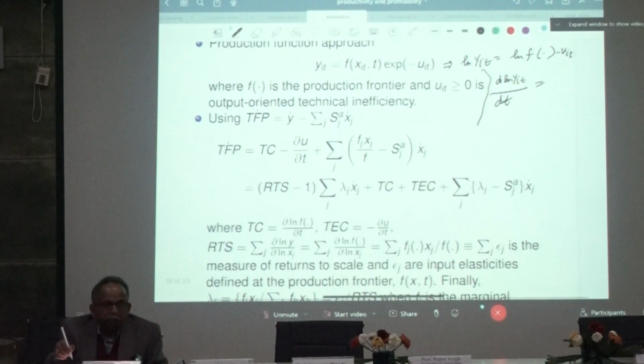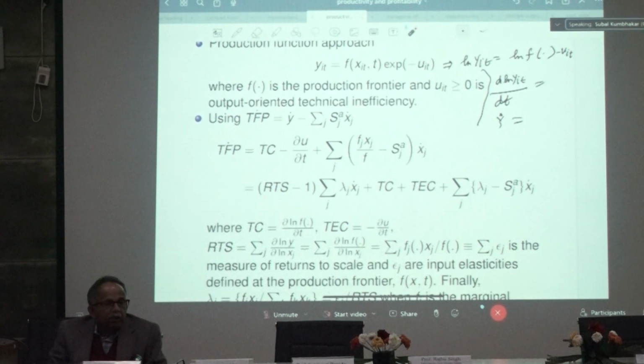Okay, so there will be an expression coming from the right hand side, which I am not writing, and then this y dot you replace by that, and then you subtract this, go through a few lines of algebra, and you will find an expression that looks like this. So let's just focus on the last line in here. So TFP dot has these components. So what are these things?